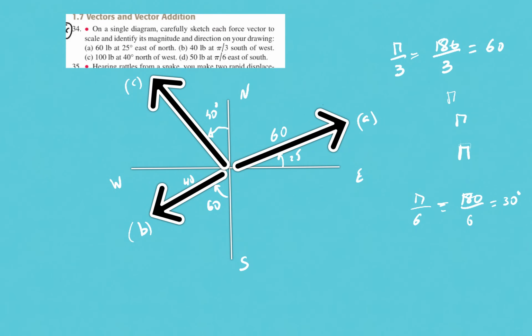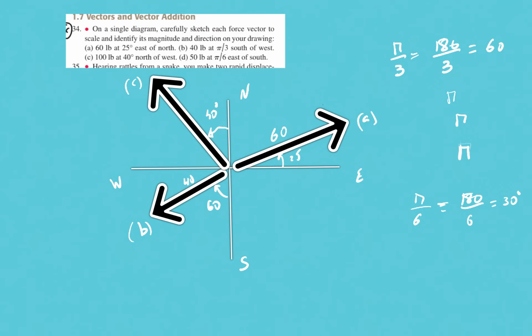Please read carefully and think about it, and come back to see the solution. Okay, on this problem, it's to sketch the force vector, the direction. 60 pounds, the measure is 60, at 25 degrees east of north. I interpret that east is the 25 and going to the north. I interpret this information like this. Maybe I'm wrong. I don't know.